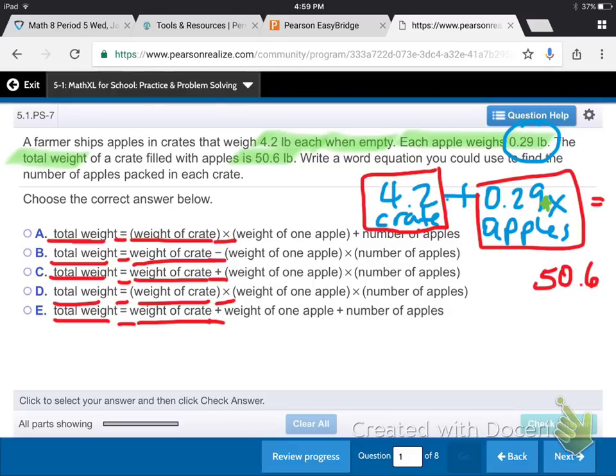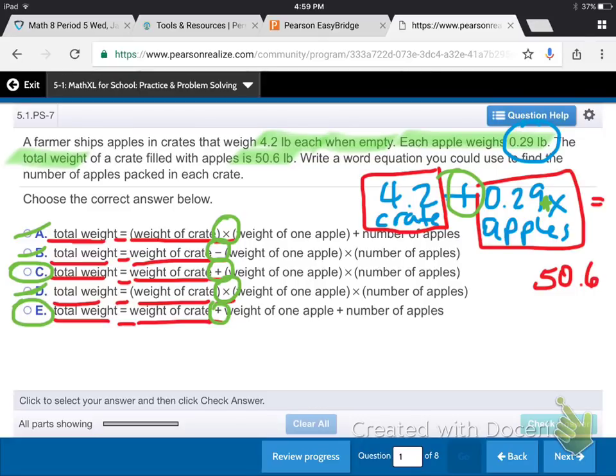What are we doing? Okay, and first of all, what are we doing right here? That has to match this. Okay, we're adding to the weight of the crate, right? So it has to be either C or E, because we're adding to the weight of the crate. It can't be B, we're not subtracting. It can't be D, we're not multiplying. And it can't be A, we're not multiplying. So let's look at C.